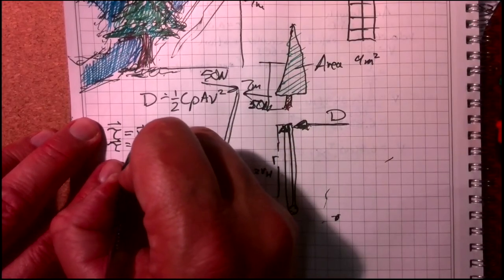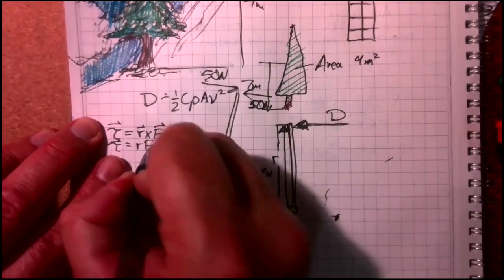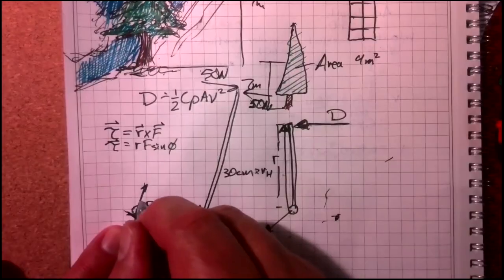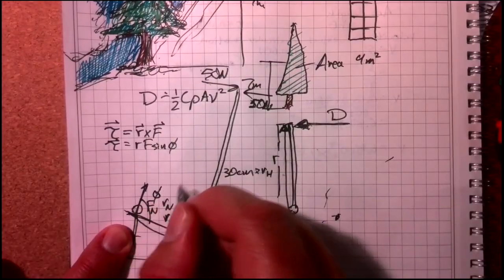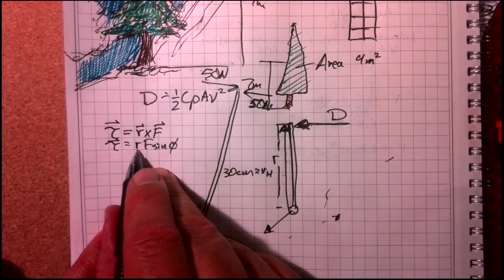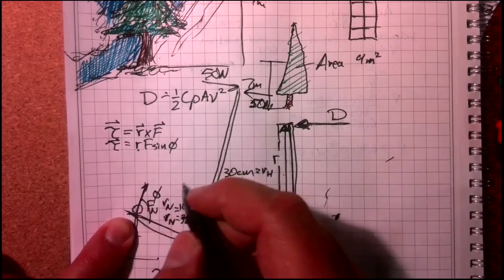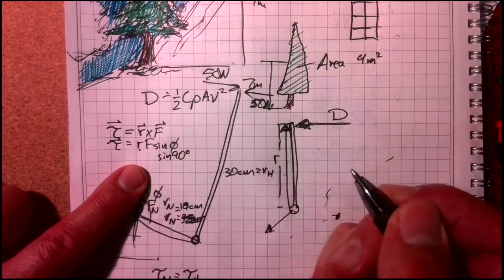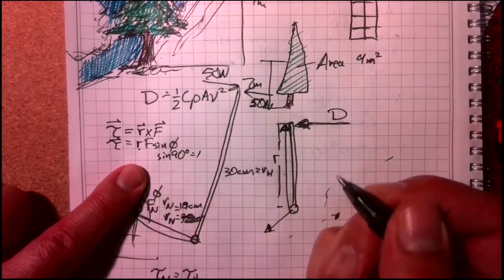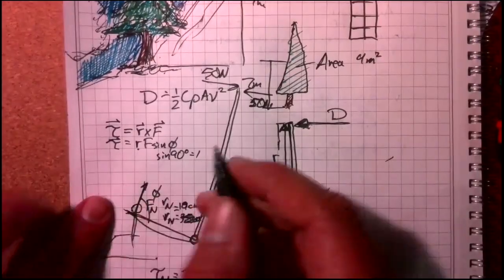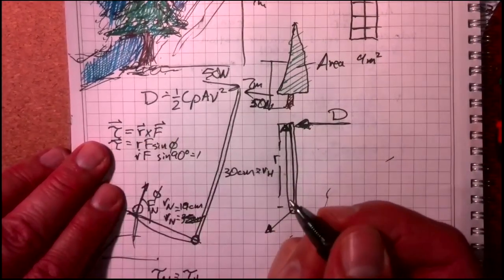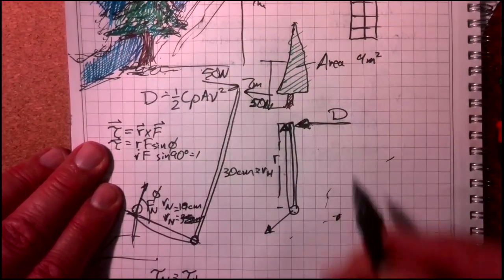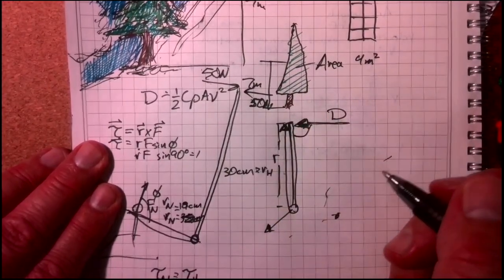And so what you end up with is it really is R times F times sine of phi, and that's the angle between the force that you apply here and your moment arm. Now, sine of 90 degrees is equal to 1, and that's going to give us the maximum torque. So sine of 90 is like this angle right here.